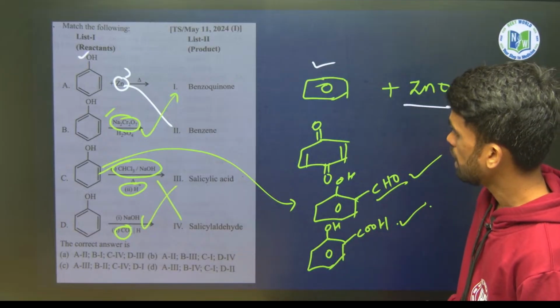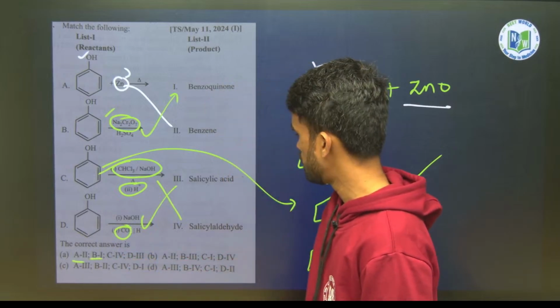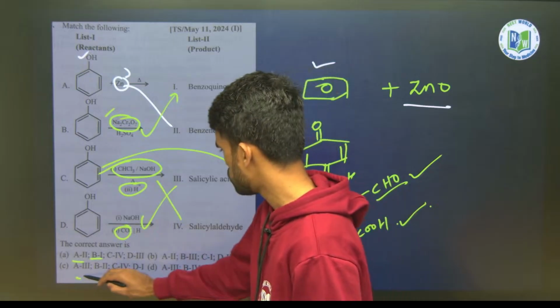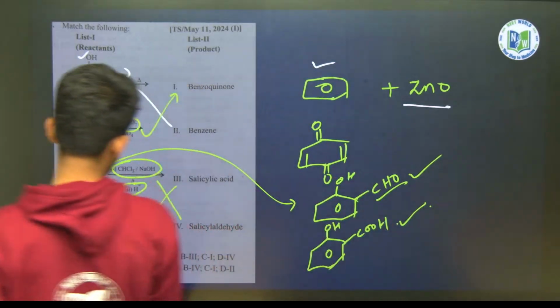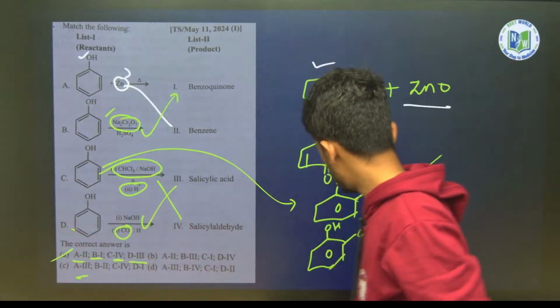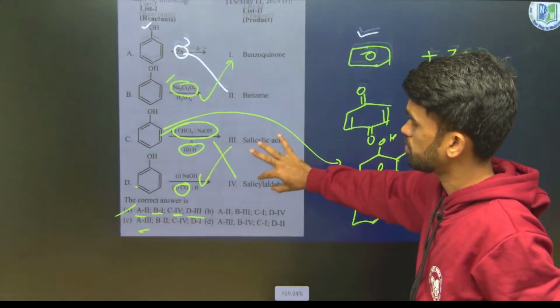So A2, B1, C4, D3. Just see here, CO2 gives salicylic acid, D3, C4. Yes, your first option will be the perfect answer for this question. So option A is the perfect answer. Just look at these options and match them properly.